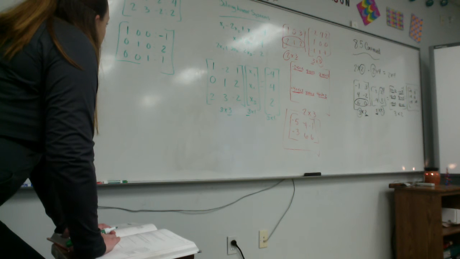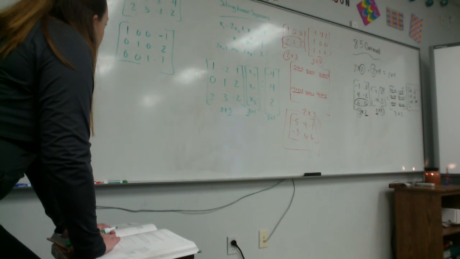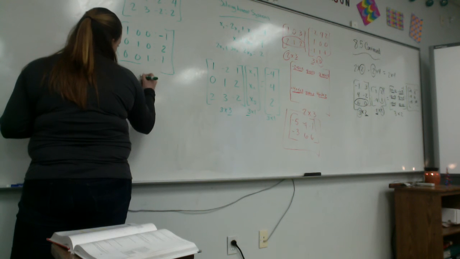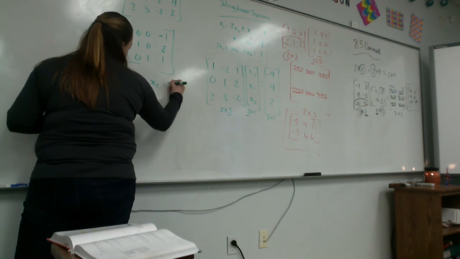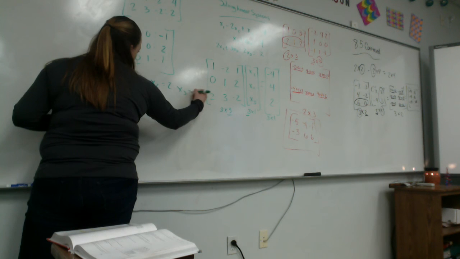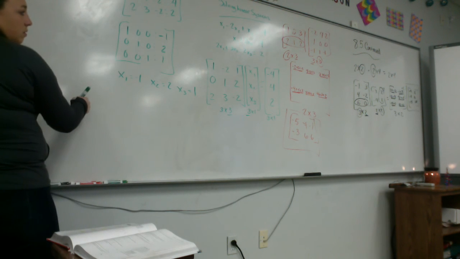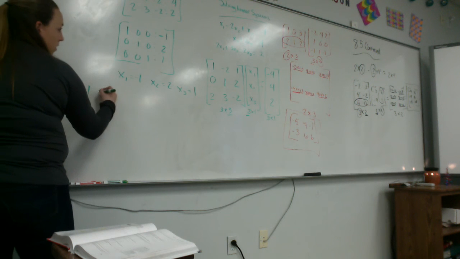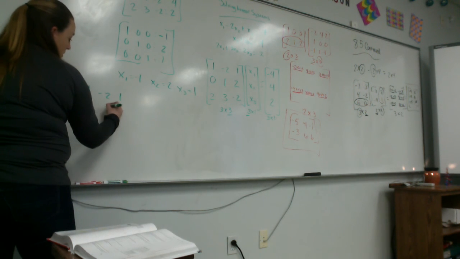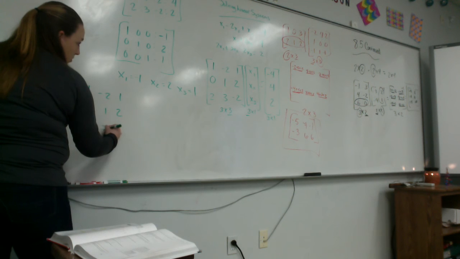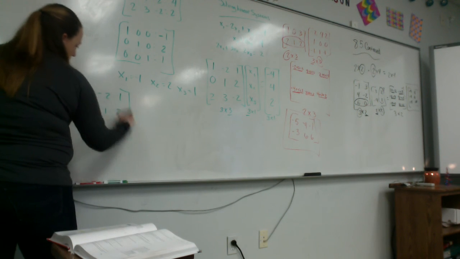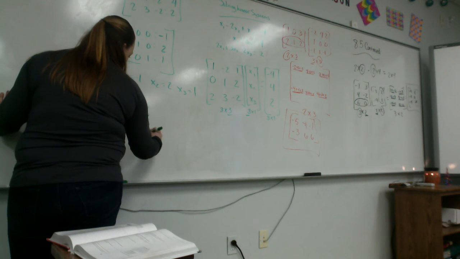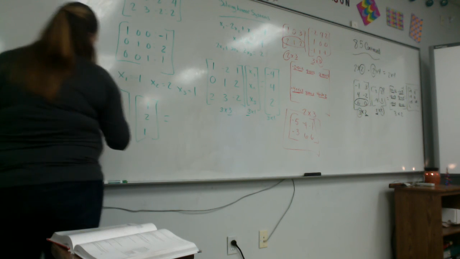So then x1 is -1, x2 is 2, and x3 is 1. And here's what we do. We plug it back in and we check. So we plug it in and we say 1, -2, 1, 0, 1, 2, 2, 3, -2. And we go like this. -1, 2, 1. And we see what you get out.